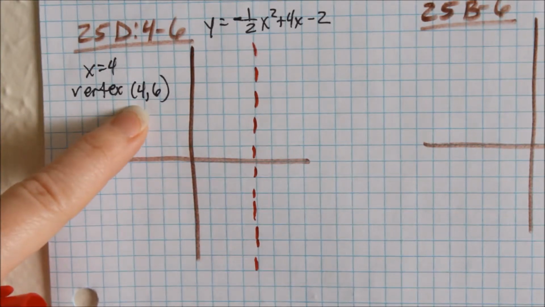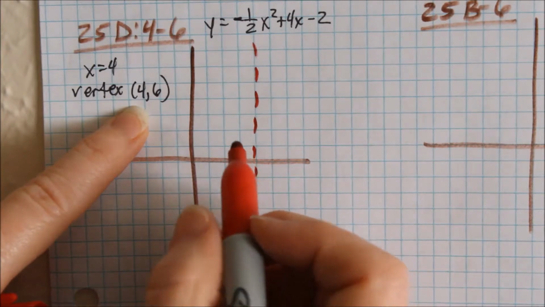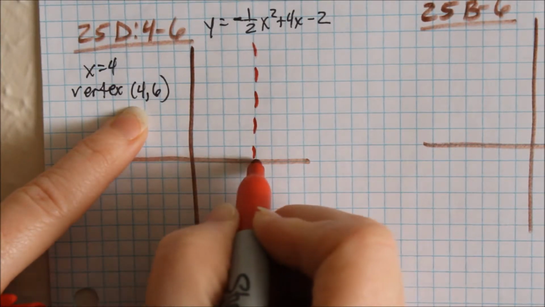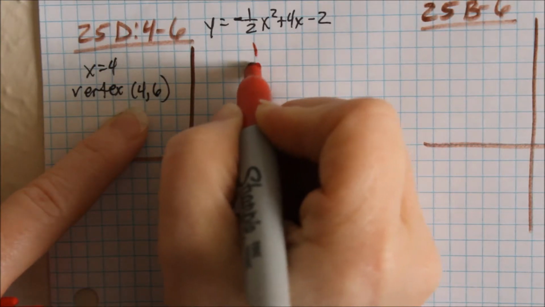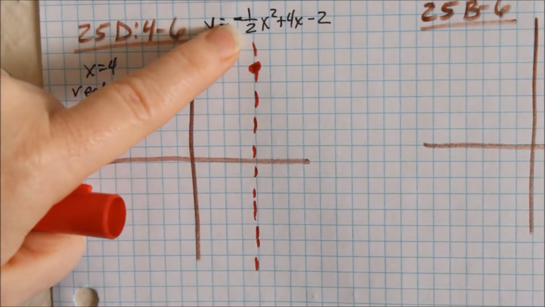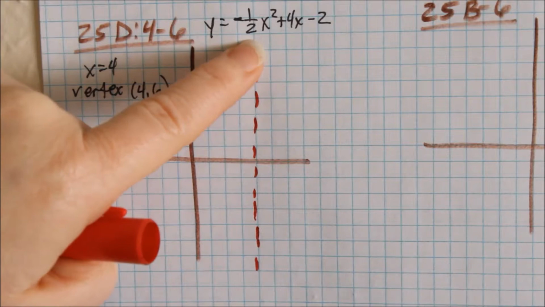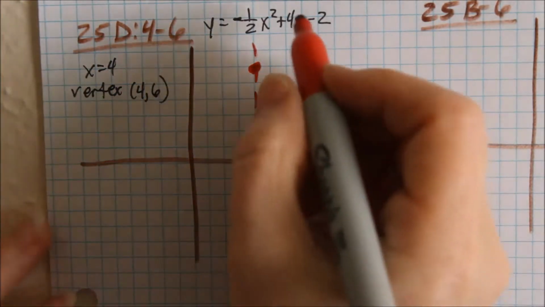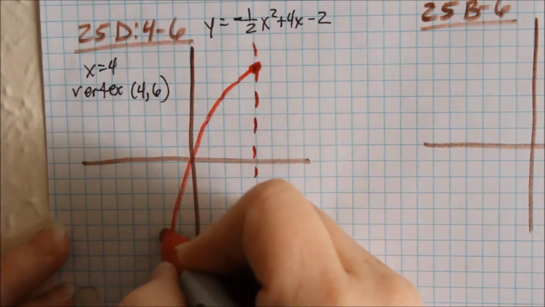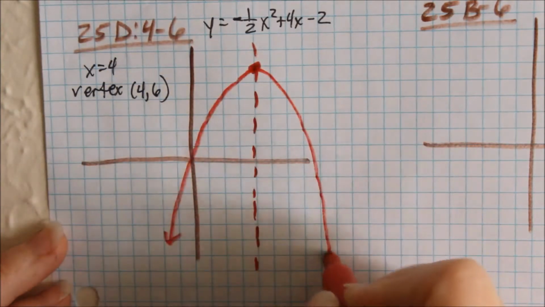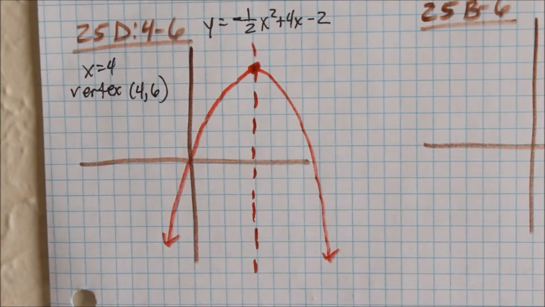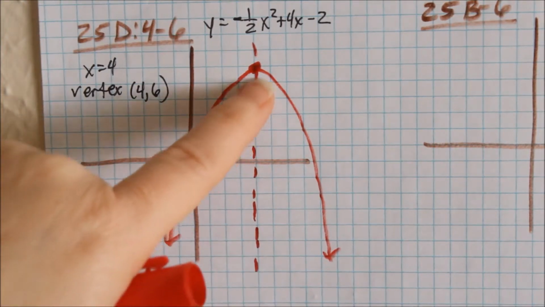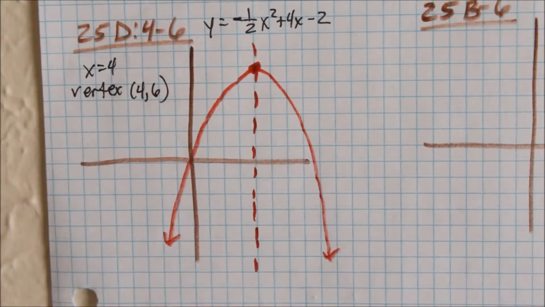Then you can plot your vertex. Your vertex should be on the axis of symmetry. So my vertex is at 4, 6: 1, 2, 3, 4, go up 6, 1, 2, 3, 4, 5, 6. That is my vertex. And then we said my parabola is facing down. That is a fraction coefficient, which tells me it will be a little bit wider parabola. So I'm going to make this a little wider. And it's just a rough sketch. I'm not plotting any extra points. This is all I'm plotting. Remember, your vertex should be on the axis of symmetry.